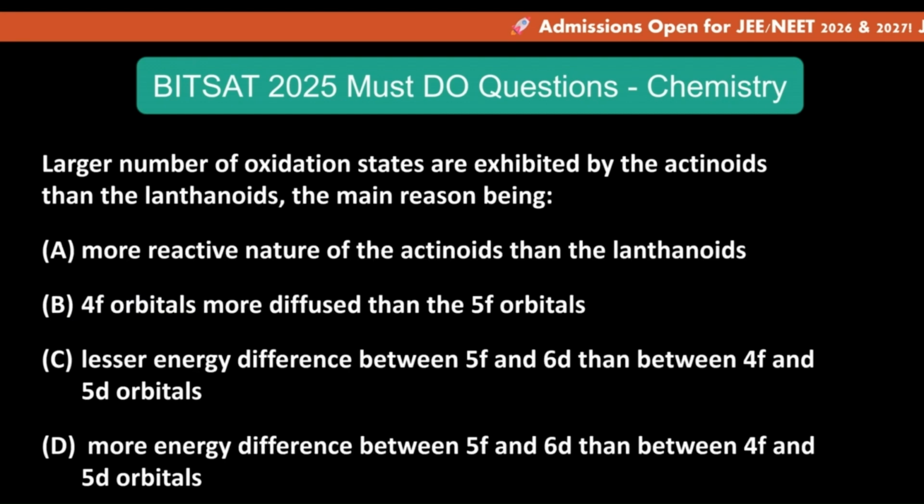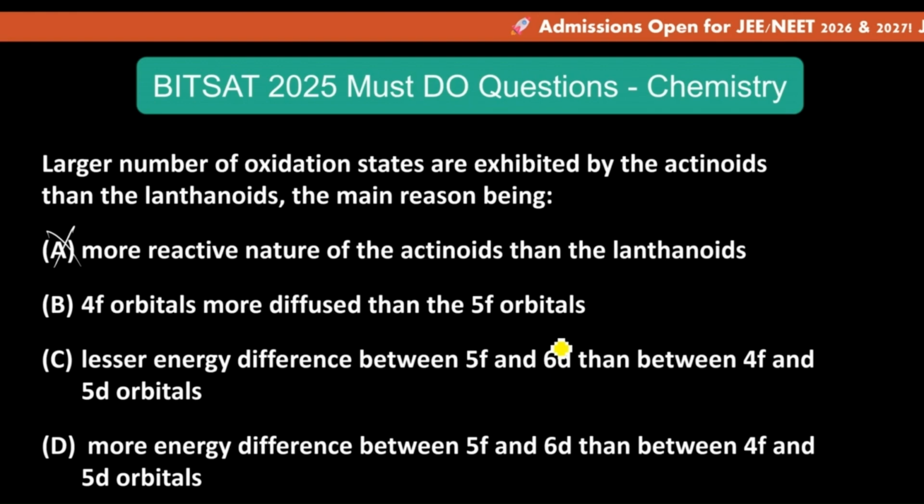Large number of oxidation states are exhibited by the actinides than the lanthanides, the main reason being. Okay, option A says more reactive nature of actinides than lanthanides. B, 5f orbitals are more diffused than 4f. C, lesser energy difference of 5f and 6d. D, more energy difference between 5f and 6d. Okay. So first statement says that is reactivity. Reactivity is a consequence. It's not the main reason for this large number of oxidation states. So option A is not correct.